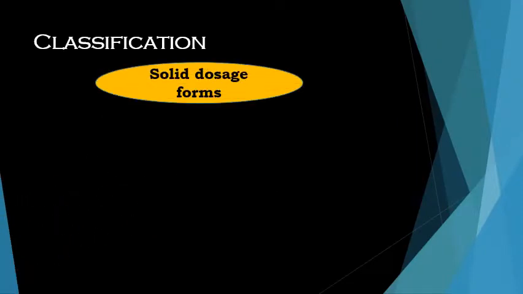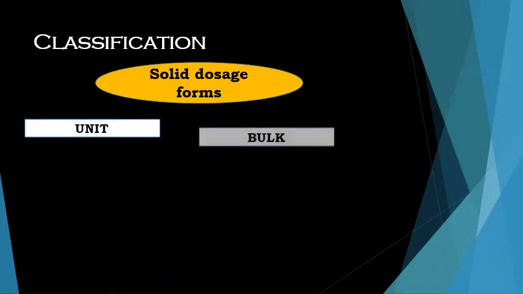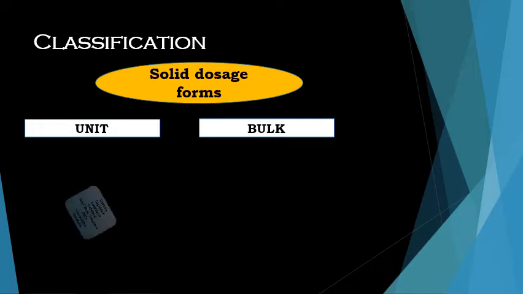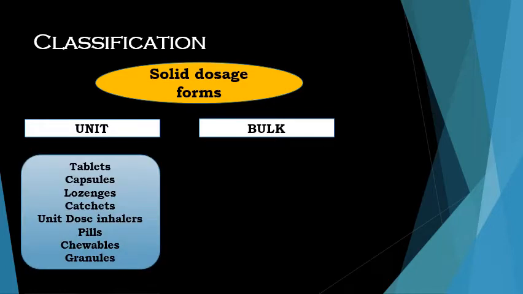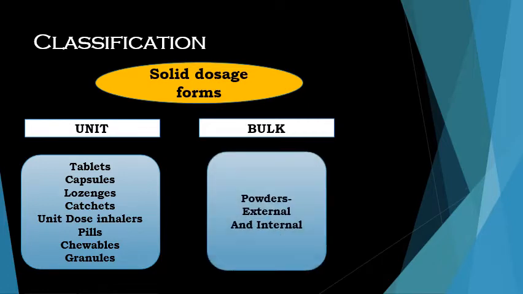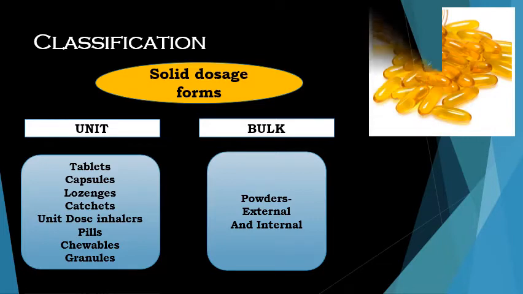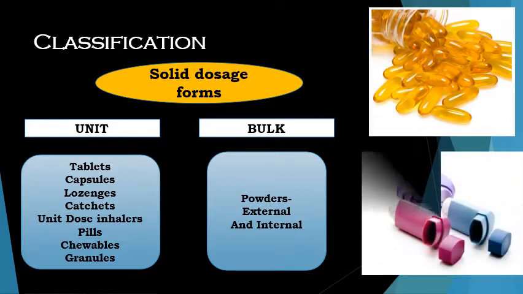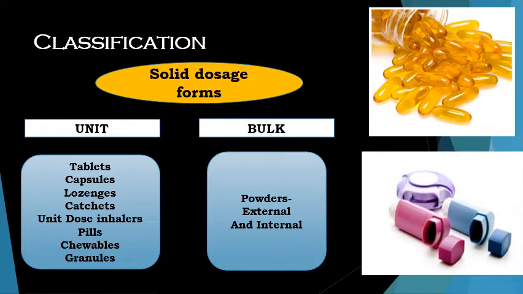Here is a classification of solid dosage forms. It can be classified as unit and bulk. Since our topic of concern is solid unit dosage forms, we would be considering several examples under it. They are as follows: tablets, capsules, lozenges, cachets, dry unit dose inhalers, pills, chewables, granules.